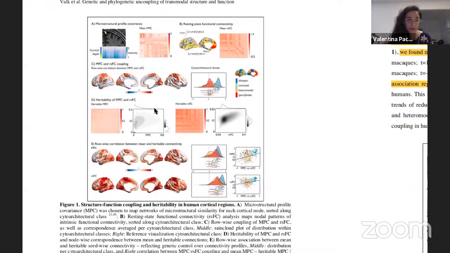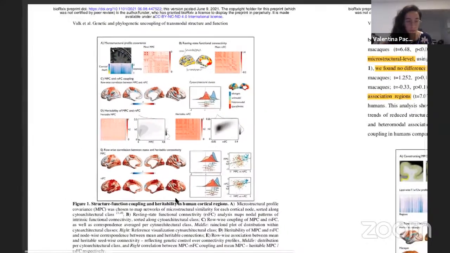The figures show that there are higher correlations, and this means higher heritability, for primary regions, weak correlation for unimodal association cortices, and zero or close to zero correlation for higher transmodal cortices.